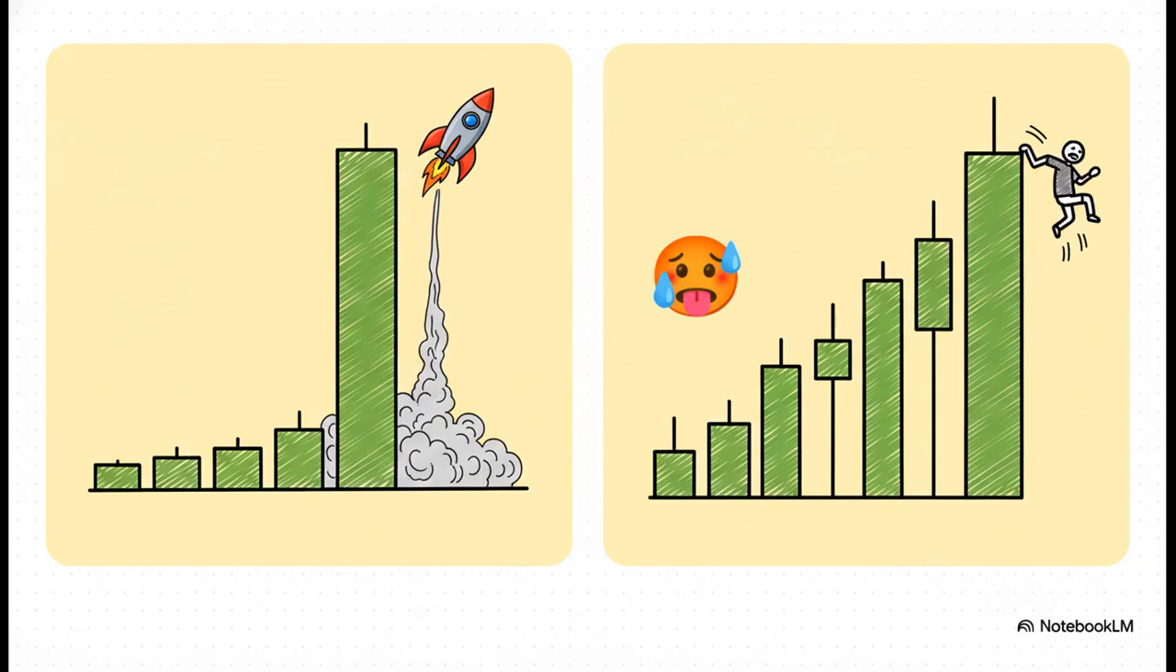But here's the catch. Not all elephant bars mean the same thing. Context is everything. An igniting bar is like the starting gun of a race. It kicks off a new move, and you fully expect more to come. But an exhausting bar, that shows up after a long, long trend. It's like a sprinter's final desperate lunge for the finish line, often right before they totally collapse. One starts the party, the other one ends it.